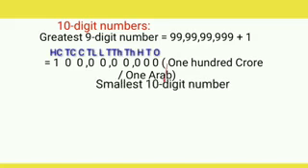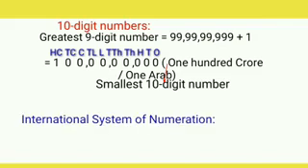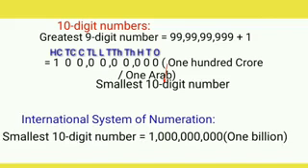Now, if we add 1 to the greatest 9-digit number, we get the smallest 10-digit number. That will be 1, 0, 0, 0, 0, 0, 0, 0, 0, 0. We read it as 100 crores or 1 arab in the Indian system of numeration. And in the international system of numeration, we read it as 1 billion.